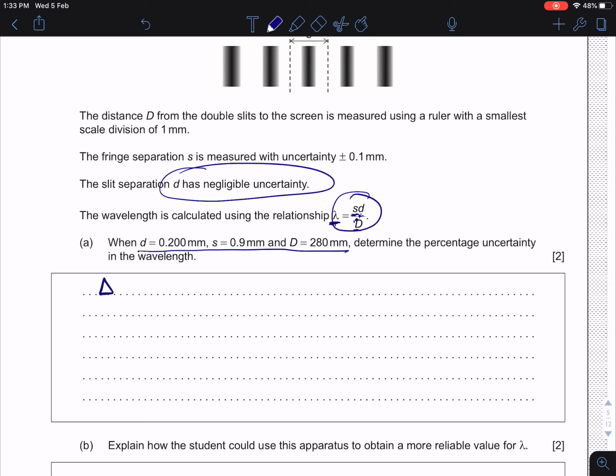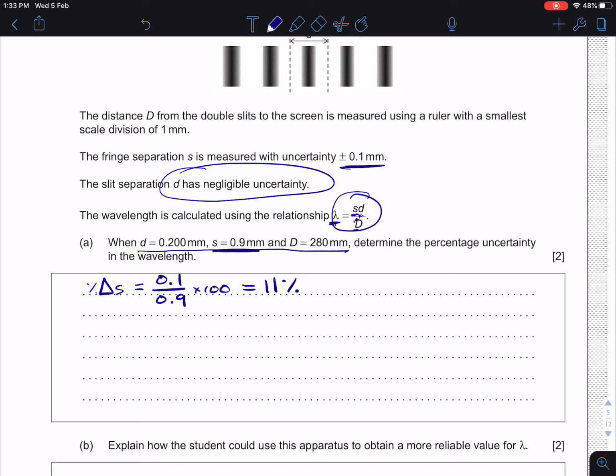So the percentage uncertainty of s: the value here is 0.9, the uncertainty here is 0.1, so it's 0.1 divided by 0.9 times 100. That'll give you the percentage uncertainty of s, which works out about 11%.